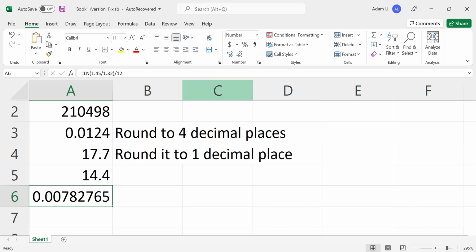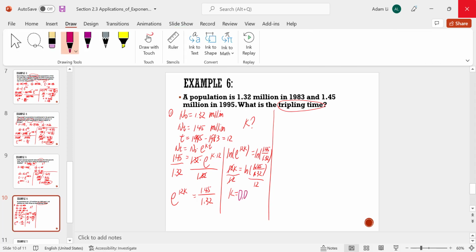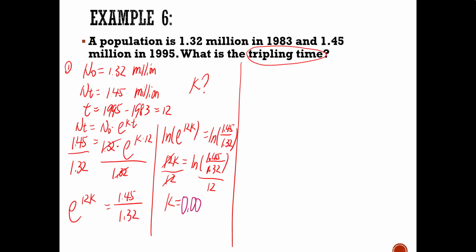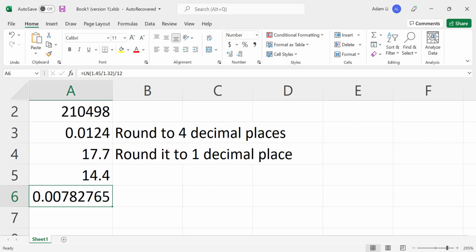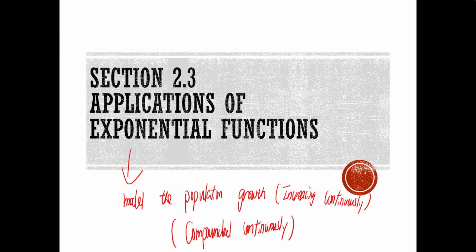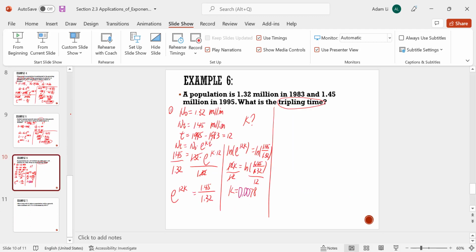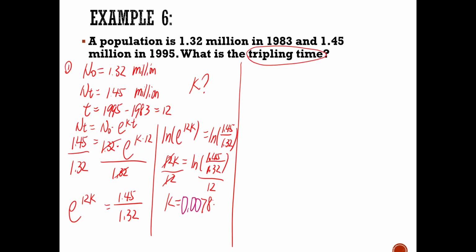So k is 0.00782765. The more decimals we keep, the more accurate the tripling time we end up with.